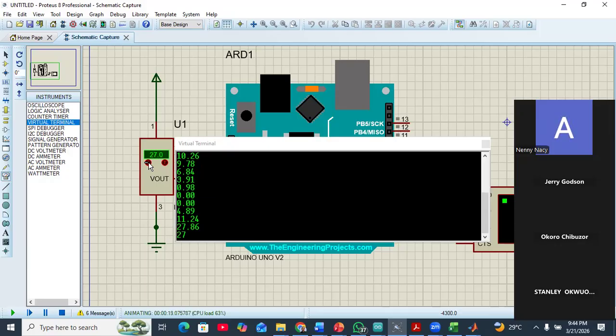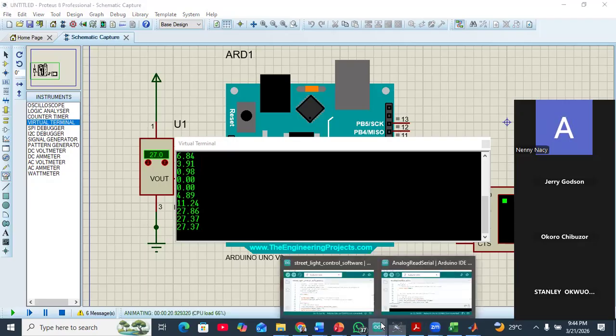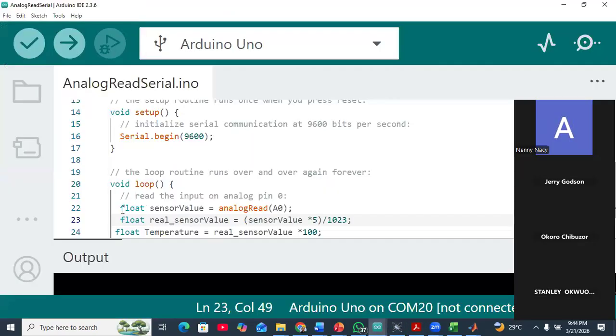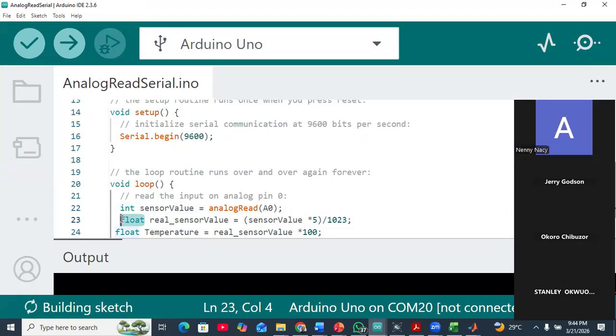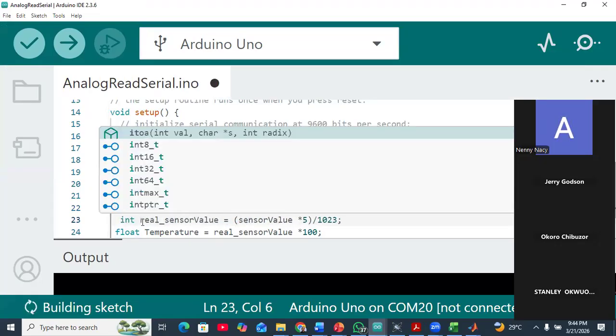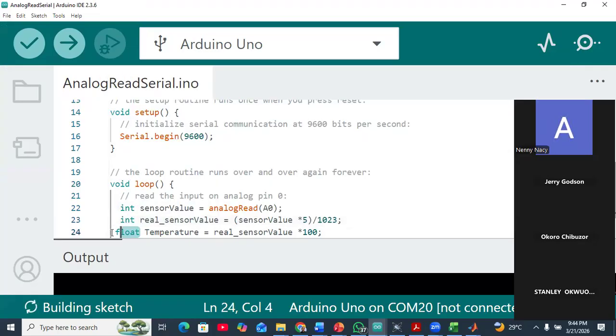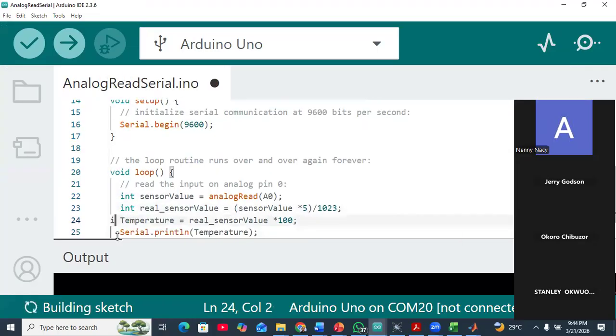Which means if we declare this as an integer and declare this as an integer, does it change anything? Use your initiative. You check, does it change anything?